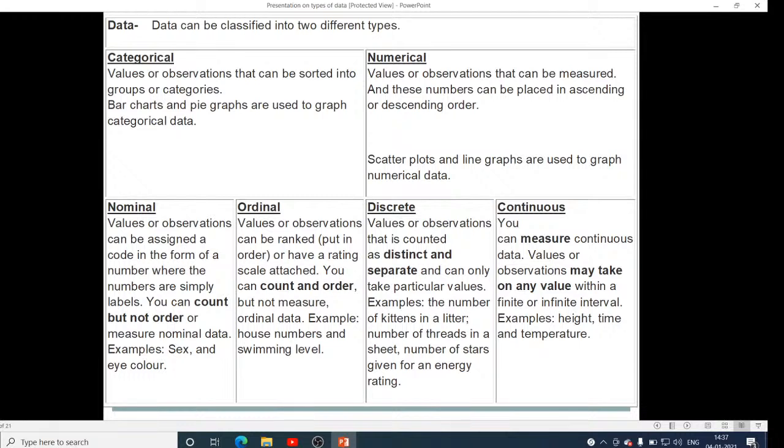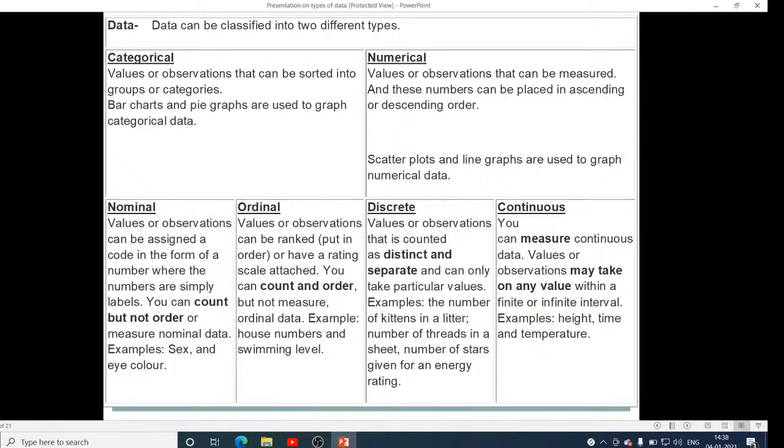That first rank, second rank, third rank we can arrange in order, and we can count the rating also. So this type of data is called ordinal data. But in nominal data we can only count, but we cannot arrange in order.